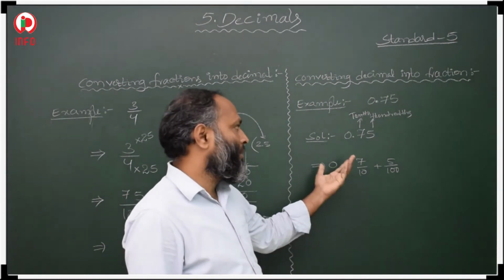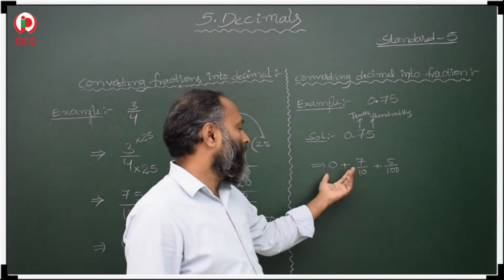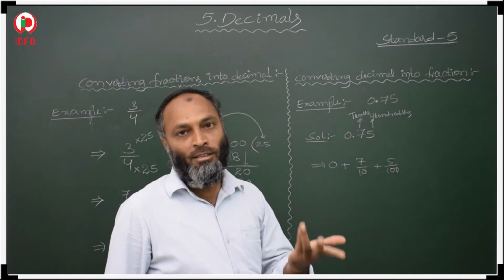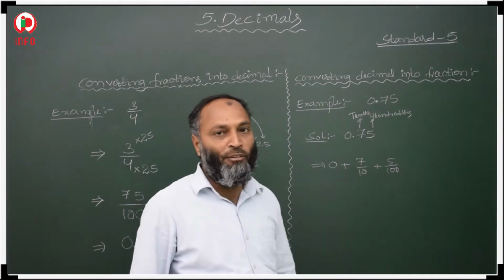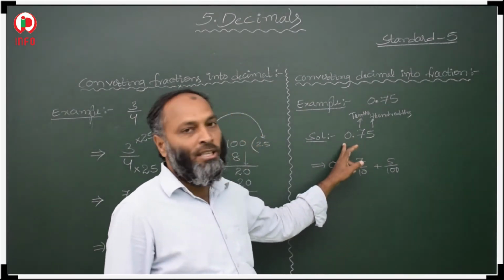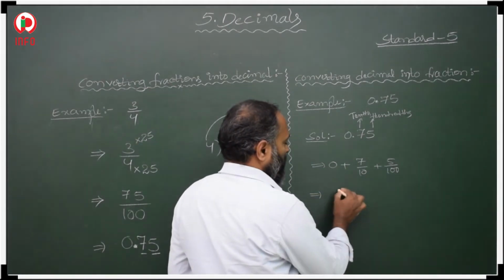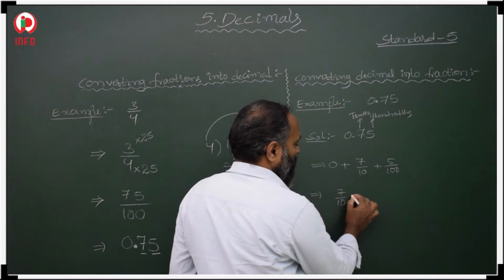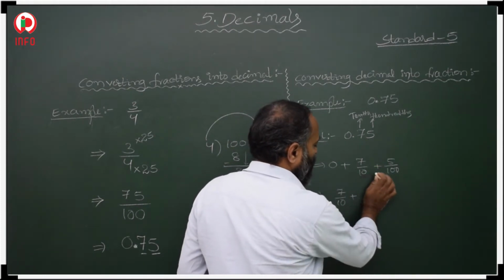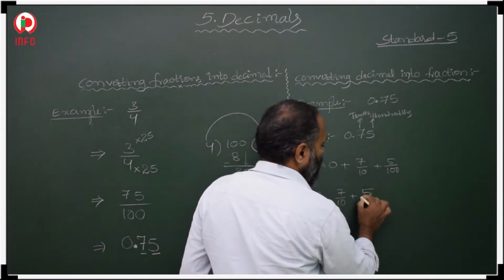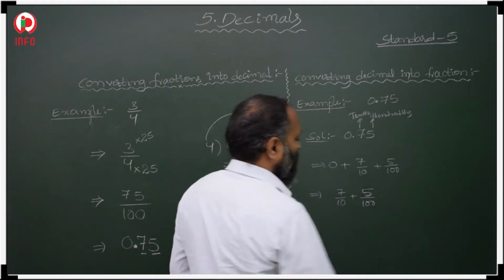The 0 means 0 plus. If you want to take 0 plus, that is your wish; if you don't want to, don't take it. Why? Because here 0 means no value, nothing. Before a decimal, if 0 is there, no need to take that 0. So 7 by 10 plus 5 by 100. We have to add these two numbers.